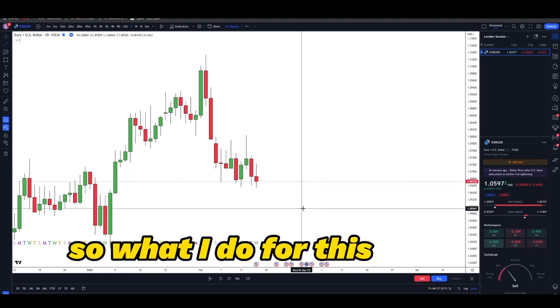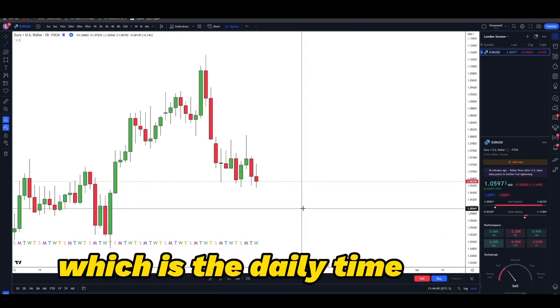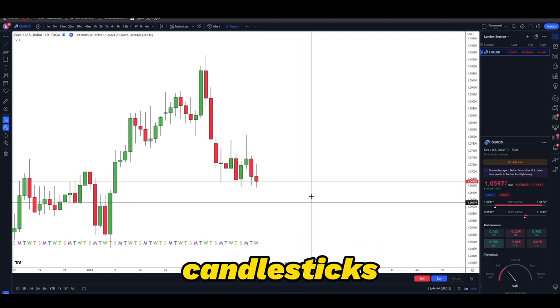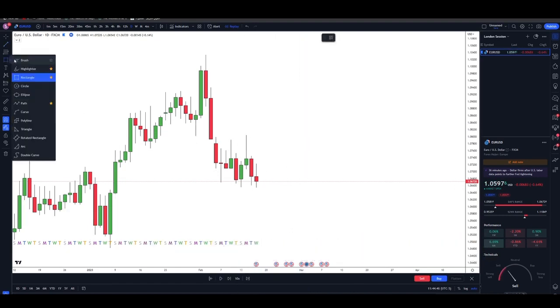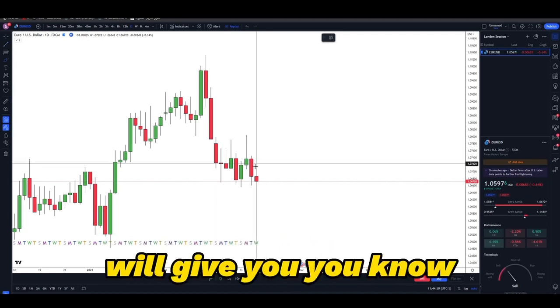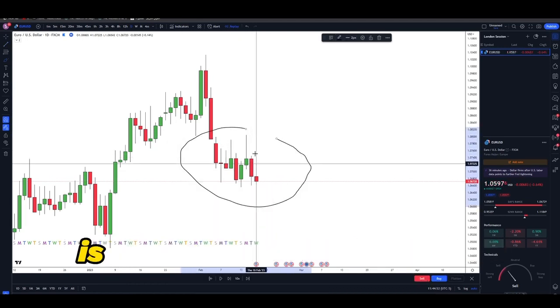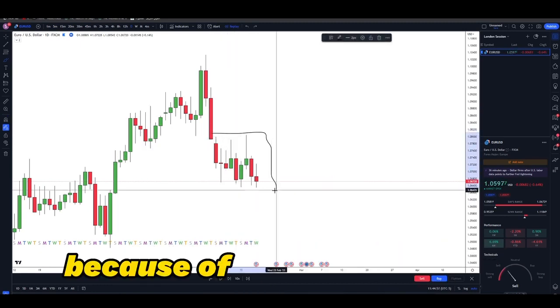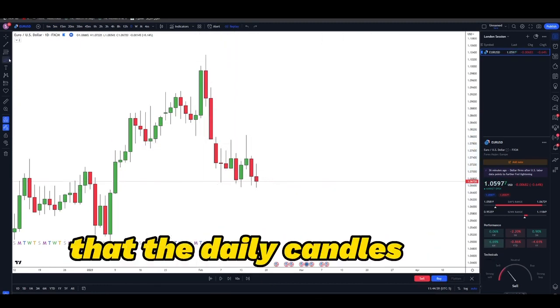So what I do for this is I use my favorite tool, which is the daily time frame. The daily time frame allows you to study the price action candlesticks, and these candlesticks will give you so much information that smaller time frames just generally won't give you. One piece of information I can get from all of this is price is currently trading within an important level of supply because of all the rejections that the daily candles have been showing us.